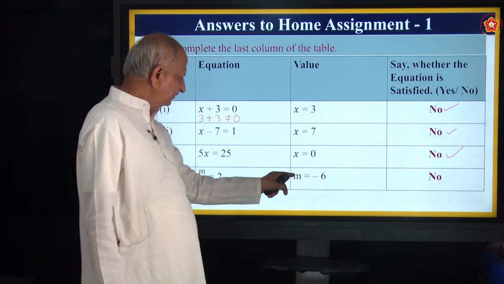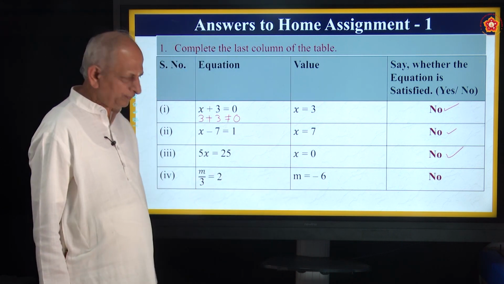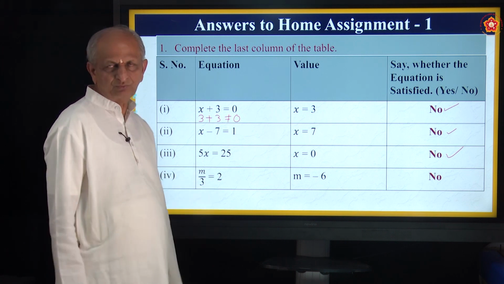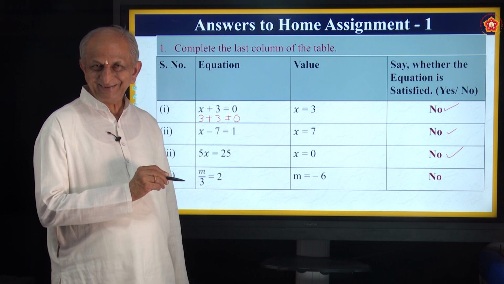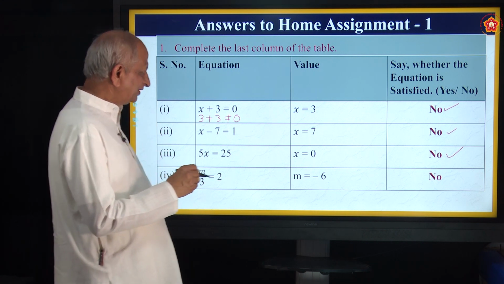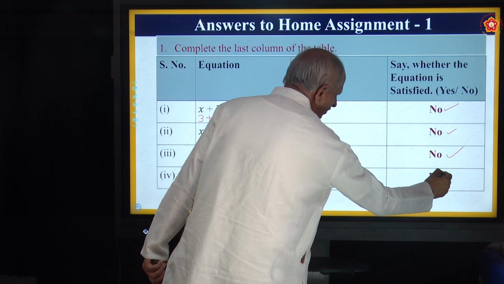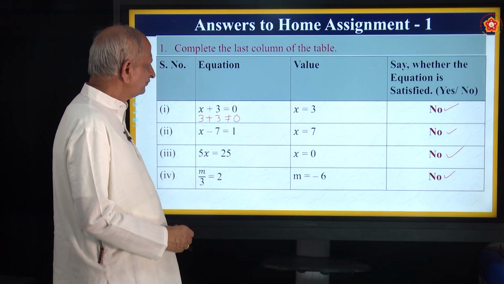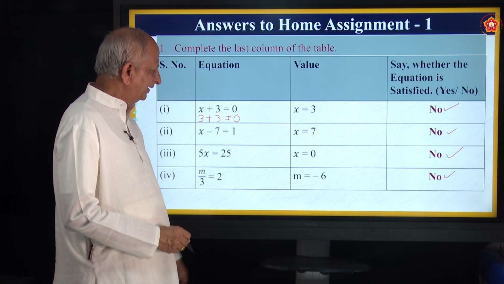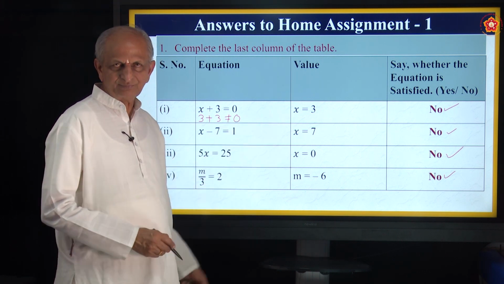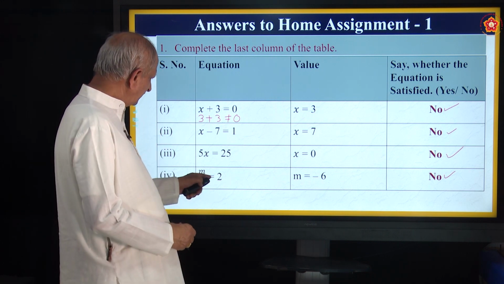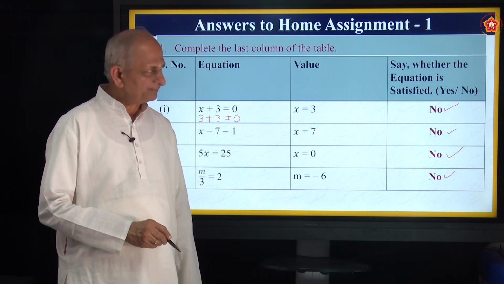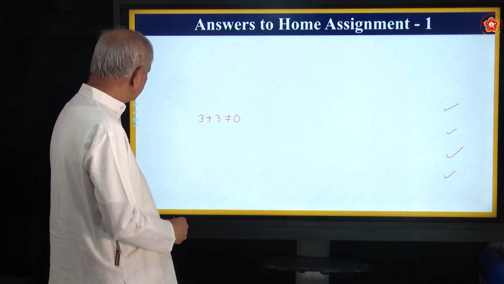One more, m by 3 equals 2. So, the value of m is given as minus 6. Suppose you put minus 6 here, minus 6 by 3 becomes minus 2, but they have given it as plus 2. So, this also does not hold good, right? No again. So, all these 4 are not satisfied for these values given here, correct. If they are given as 6 here, plus 6, then the answer holds good, correct.